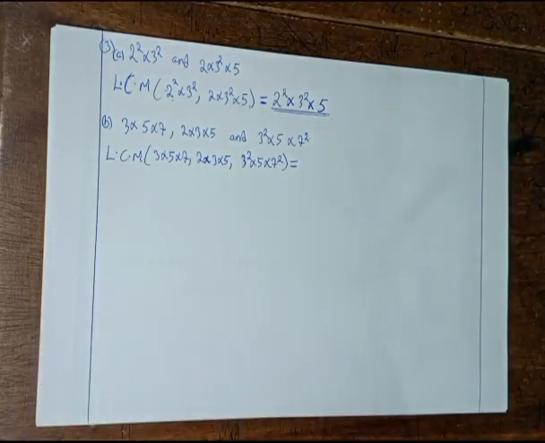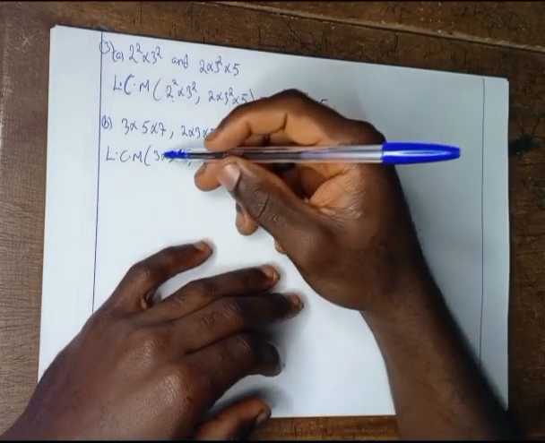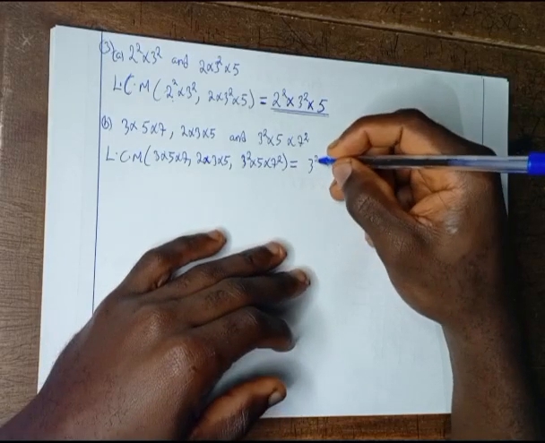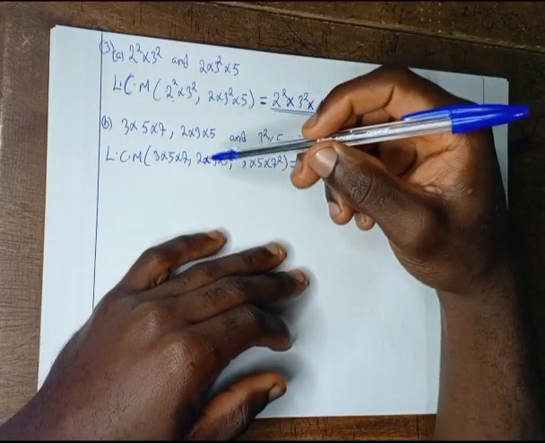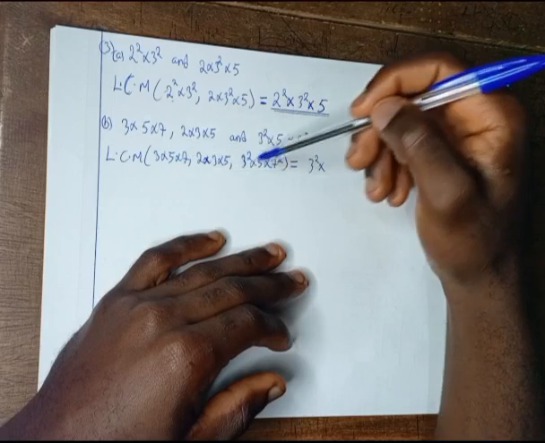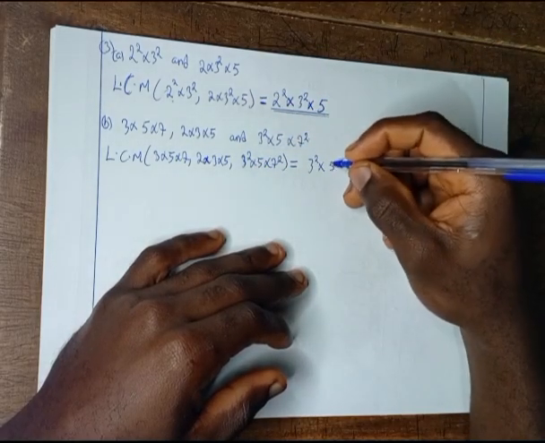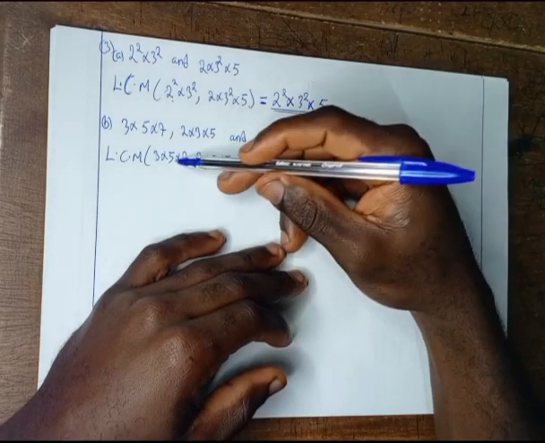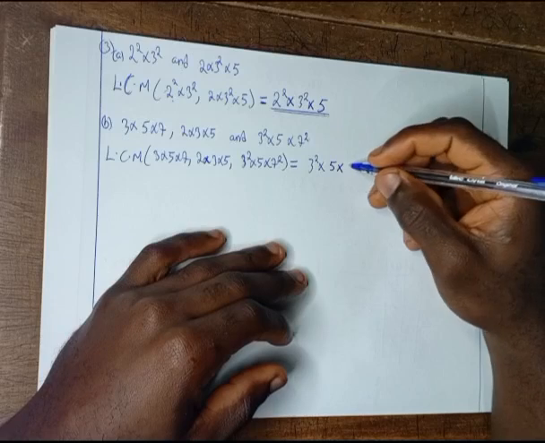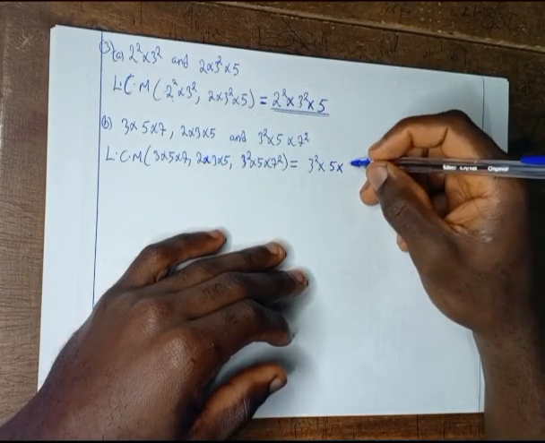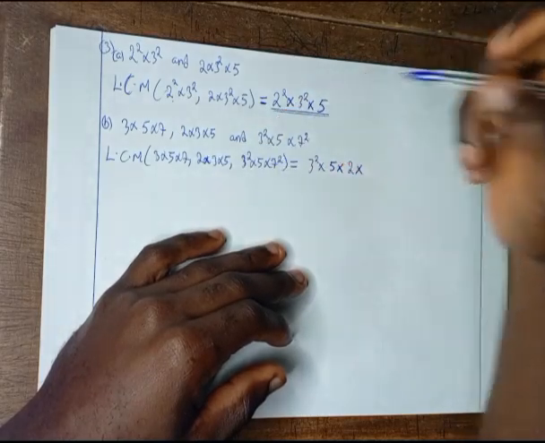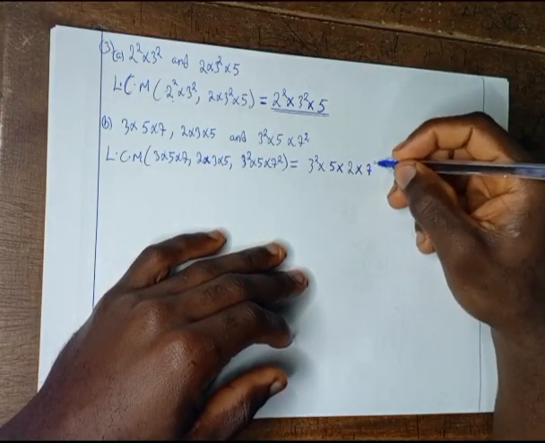This will simply be equal to, first thing, we are going to write down the prime factors which are common with the highest powers. The 3 is common. 3 with the highest power is simply 3 raised to the power 2, times the next prime factor which is common, we have 5. The highest power is simply 5 raised to the power 1. Then we multiply by the prime factors which are not common. We have 2, and 2 with the highest power is simply 2 raised to the power 1. Then we multiply by the next prime factor which is not common. We have 7, with the highest power it is simply 7 raised to the power 2.